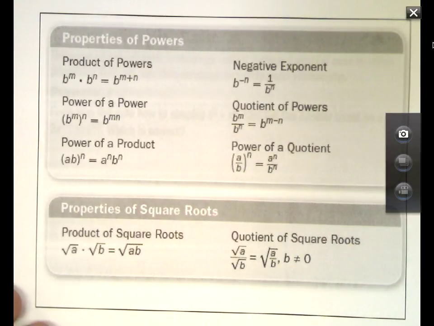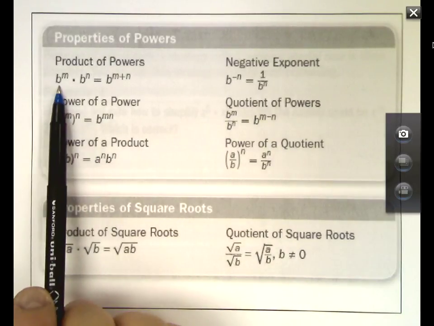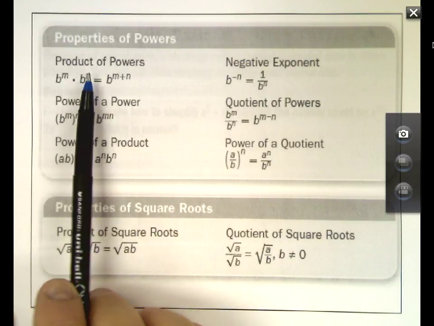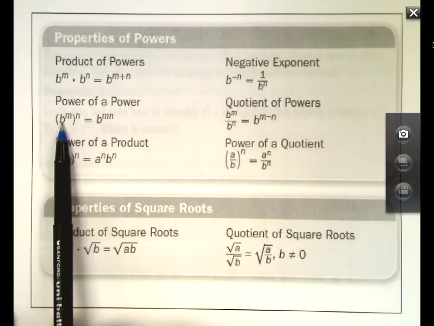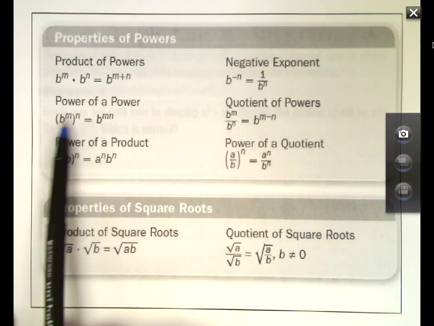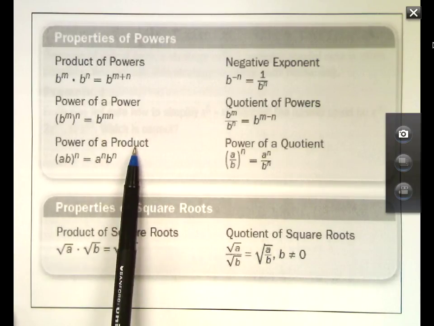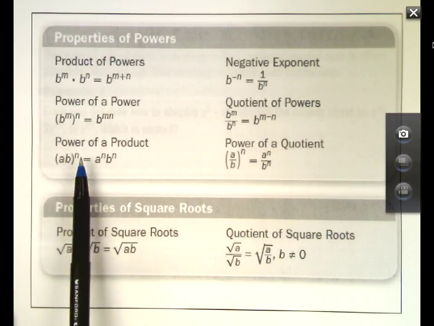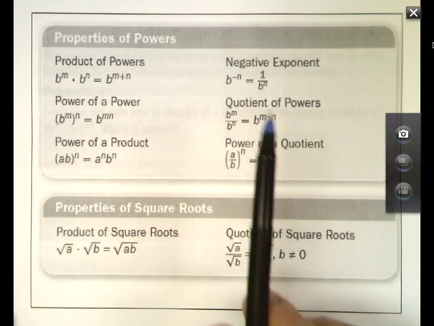The properties of powers here, little memory here. Same base, you're multiplying exponents, you add them together. Power of a power property: one base, two exponents, you multiply your exponents. A power of a product property means you put the n on the a and on the b. So no matter how many things there are, that exponent has to go on every single term.